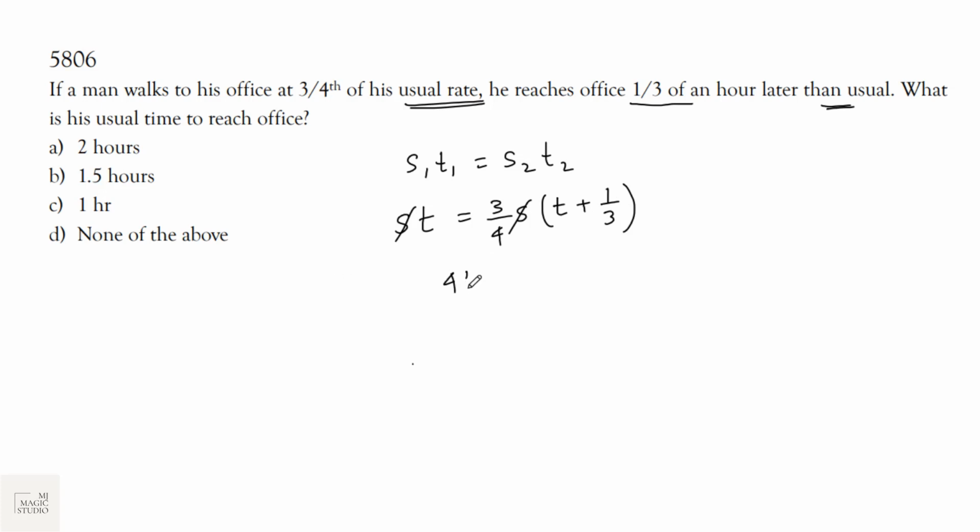So we have got what? 4T equals 3T plus 1. T equals 1. Usual time to reach office is 1 hour. Option C is the pick.